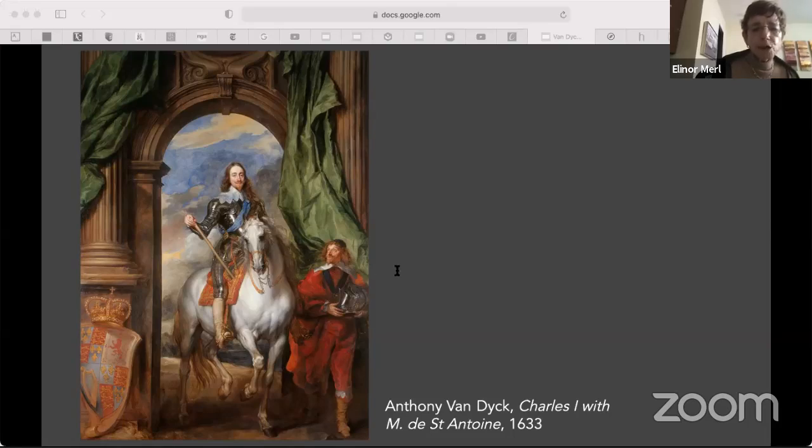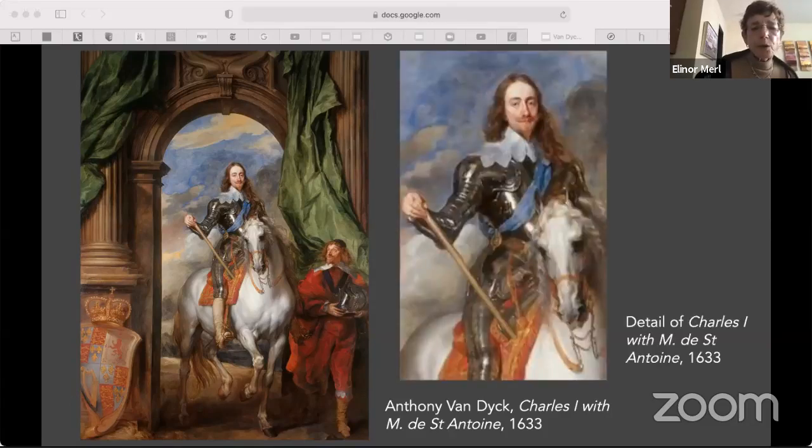Charles's highly polished armor and baton of command compound this message, as does the blue sash around his chest and medallion at his hip, which shows him to be a member of the Order of the Garter, the most prestigious knighthood in England. Thus, Van Dyck is appropriating the iconography of medieval knights errant, as well as classical rulers, in order to appeal to his audience's sense of history.